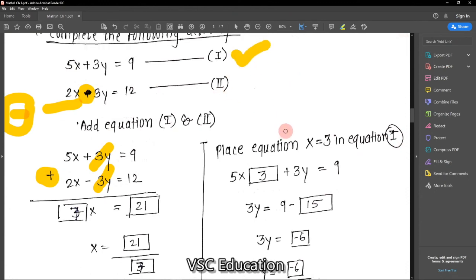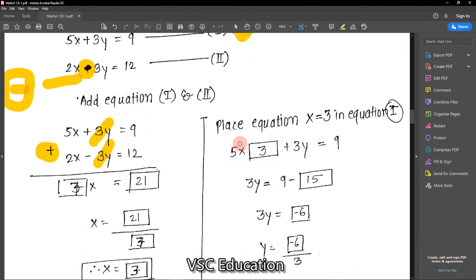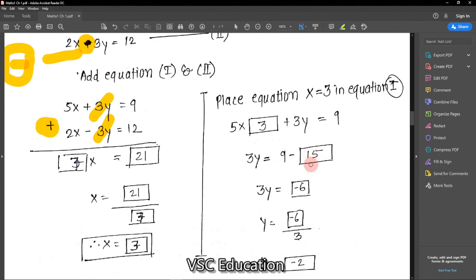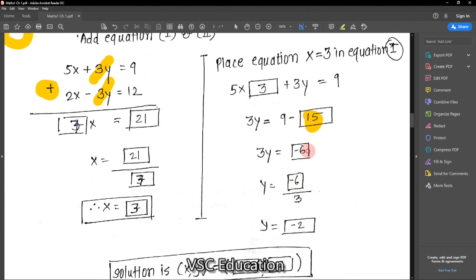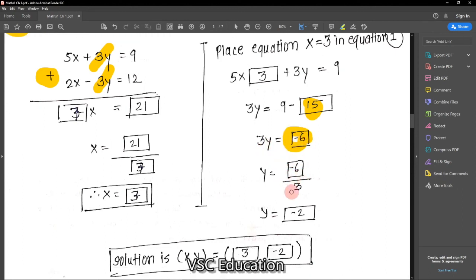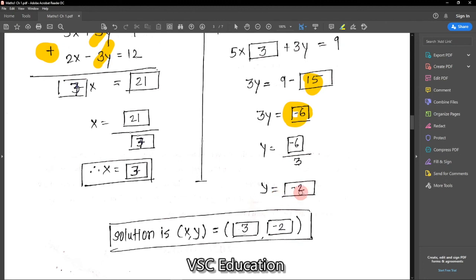x is equal to 3 ची value आपल्याला equation 1 मध्ये घालायची आहे. So again you write the equation: 5x plus 3y is equal to 9. Put the value of x where the x is. So 5 into 3 plus 3y is equal to 9. So 5 threes are 15. It goes to that side, that is, 3y is equal to 9 minus 15. So 3y is equal to minus 6. Okay, then y is equal to minus 6 upon 3, so y is equal to minus 2.